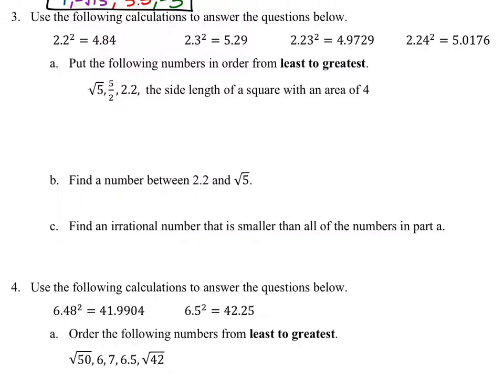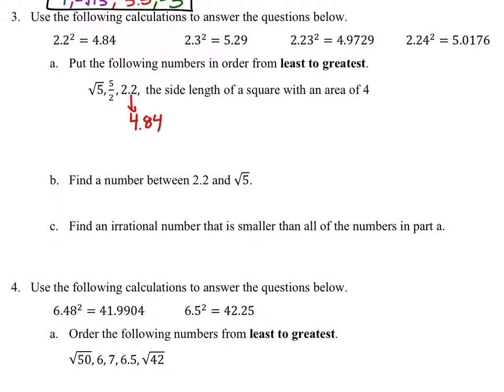Here are the following calculations to answer the questions below. Put the following numbers in order from least to greatest. They're squaring all this stuff for us, which was extremely generous. So 2.2 squared, that's 4.84.